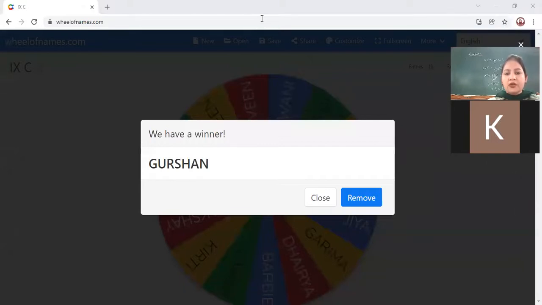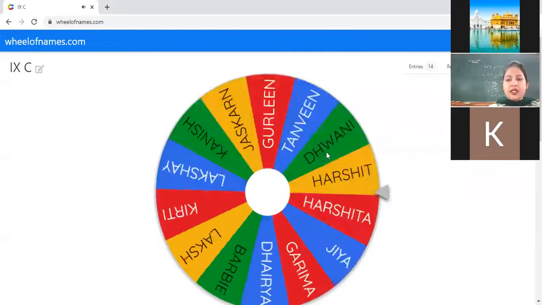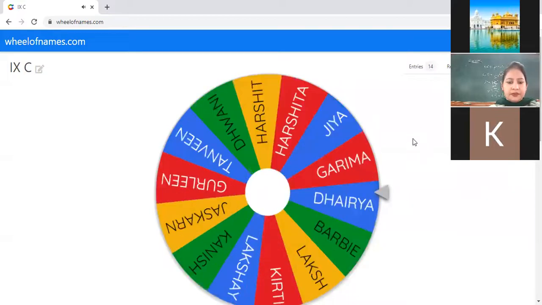Yes, Gurshan, unmute yourself. Yes, ma'am. The question is, 1 horsepower is equal to how many watt? Tell its value. 746. So you are very close. Okay, 746 watt. Right.